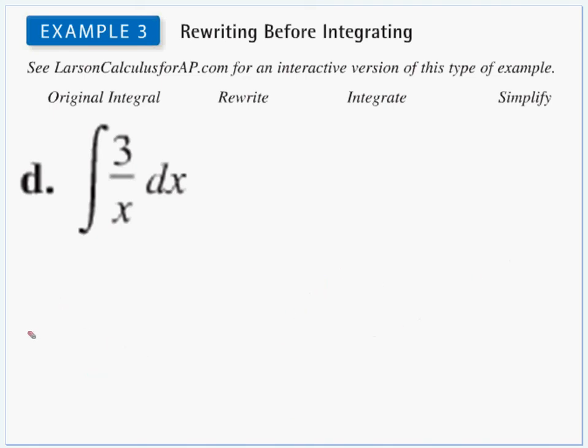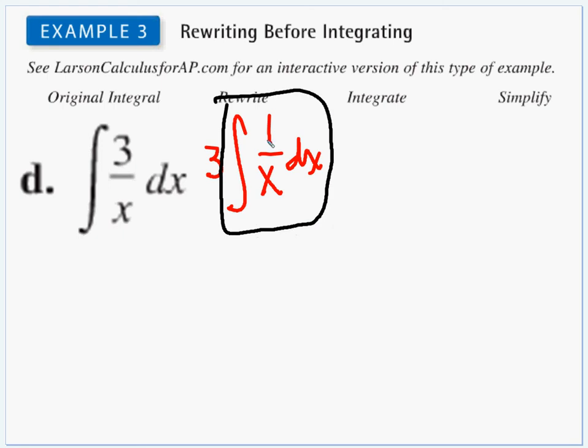And if we think back to our deriving rules, what did we derive? Let's move the 3 out. 3 antiderivative 1 over x dx. Do you remember what we derived to get 1 over x? Well, that was our natural log. So this, which I'm going to block off in black ink, the antiderivative of 1 over x, that is going to turn into the natural log of the absolute value of the denominator. 3 natural log of the absolute value of x plus c.